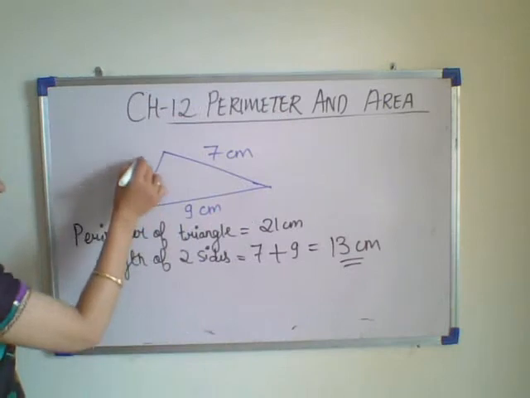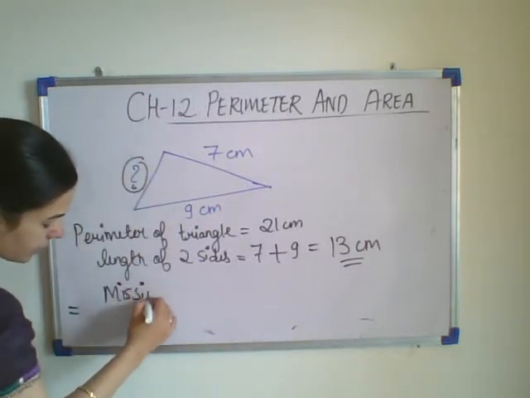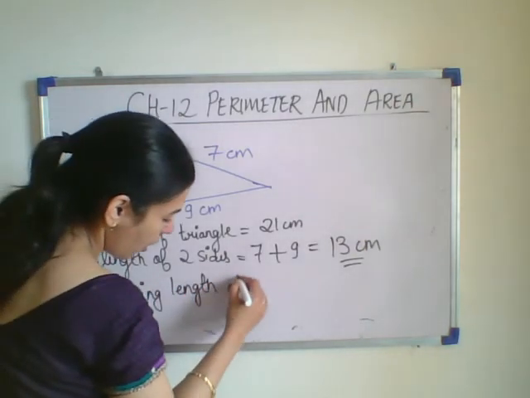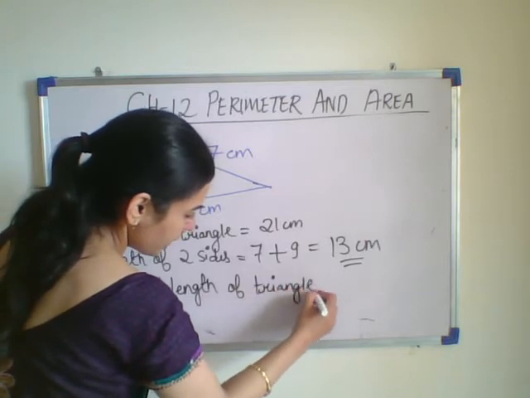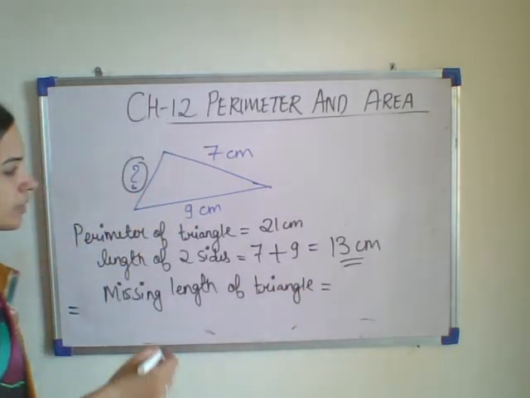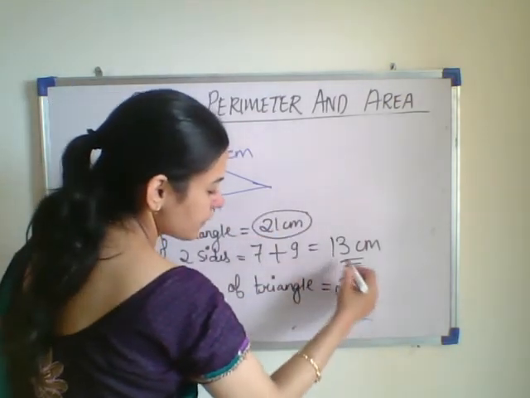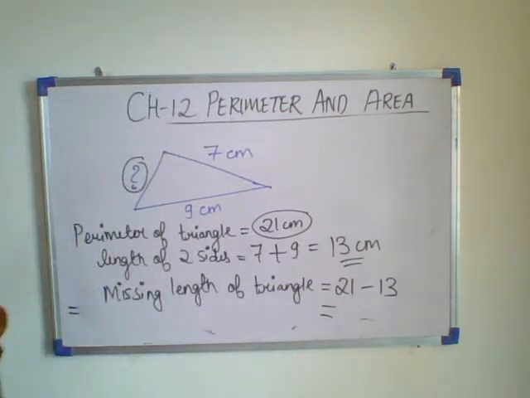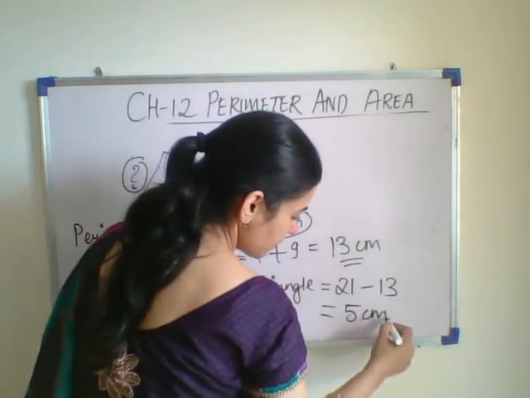So how to find this missing length of the triangle? What will be the missing length of the triangle? You have to subtract these 2 sides from the perimeter. 21 minus 16. So we will get 5 centimeter.